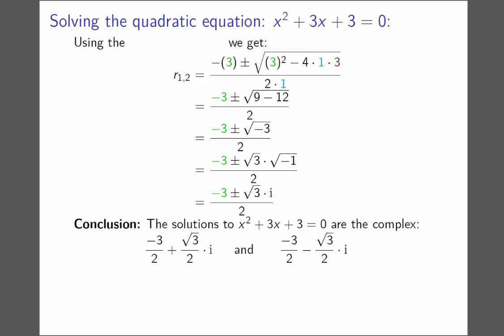So we get that the solutions to x squared plus 3x plus 3 equals 0 are the complex numbers negative 3 over 2 plus square root of 3 over 2 i, and negative 3 over 2 minus the square root of 3 over 2 i.